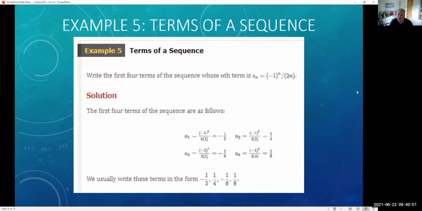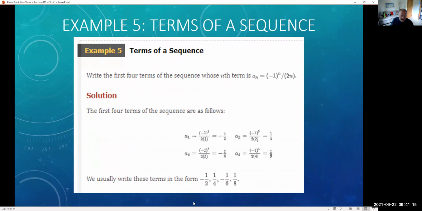For example 5, let's talk about terms of a sequence. And I chose to share with you example 5 here before we go in and do the rest of them, so that you can see the basic concept of what a sequence is and how it works. Write the first 4 terms of the sequence whose nth term is a sub n equals, and we have a strange looking formula. I'd like to show you how to do this on paper, and then we'll come back and review what it looks like there.